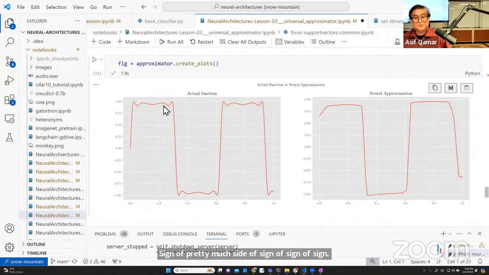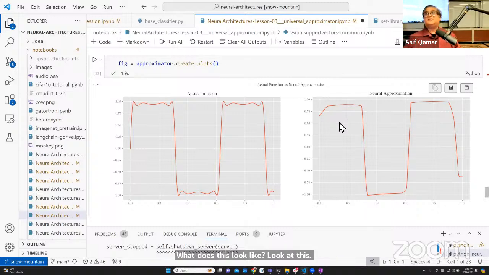Look at this. The original function is this. The approximation is this. So you notice that you need a bigger network. If you take a bigger network, then it will adapt to it. But you have to do that. I'll leave that as an exercise for you guys.